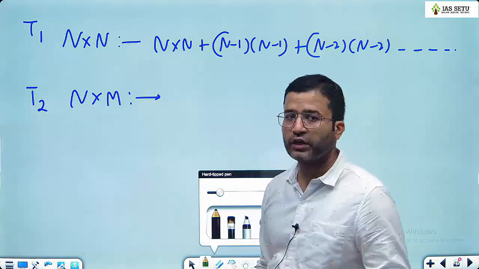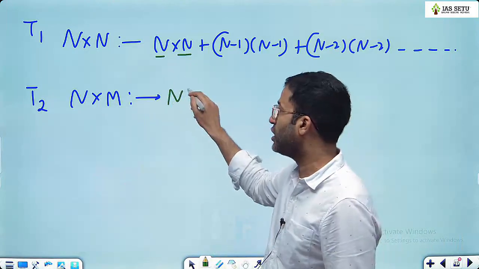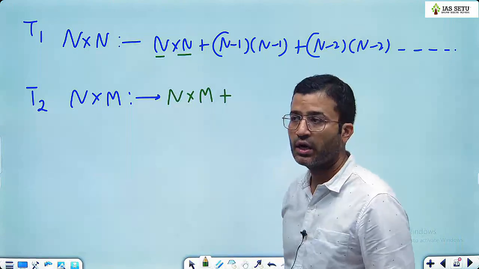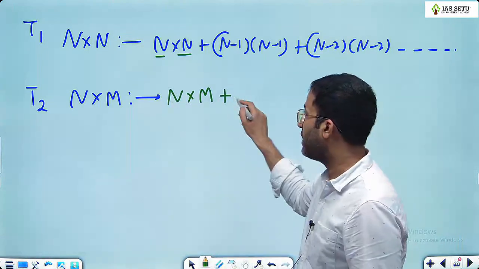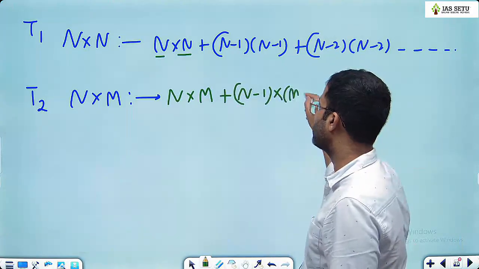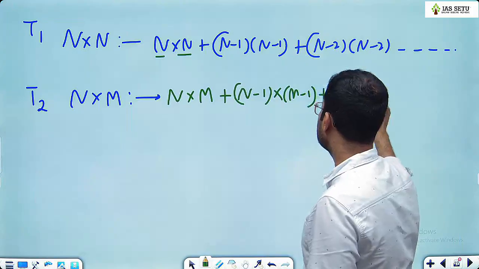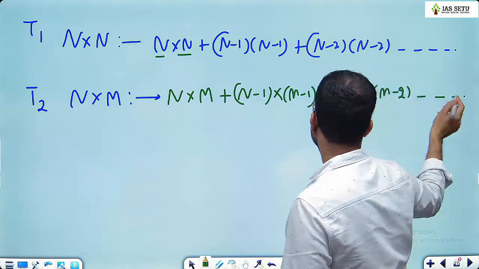It is not difficult. Earlier it was n into n, now it is n into m. You have to start with n into m, whatever is given, start from that. And the rule is the same: you have to subtract 1, 1, and multiply. n minus 1 into m minus 1. Further subtract 1, 1: n minus 2 into m minus 2, and so on.